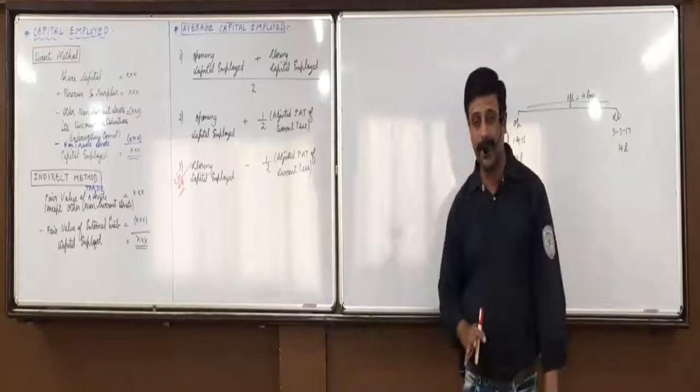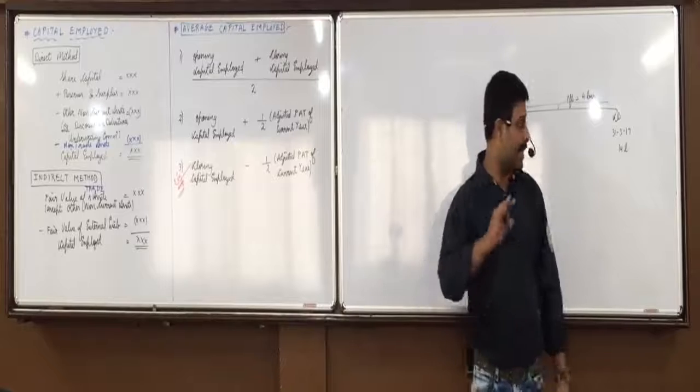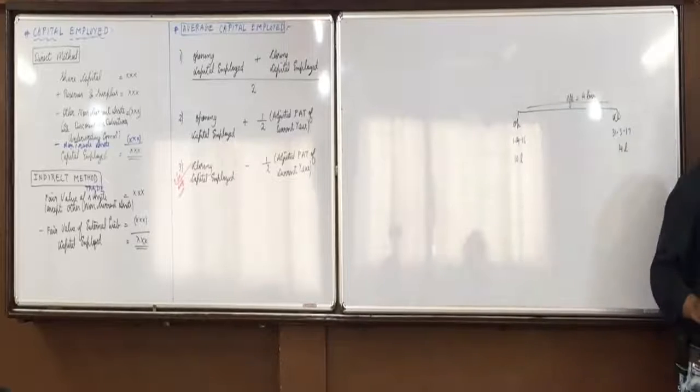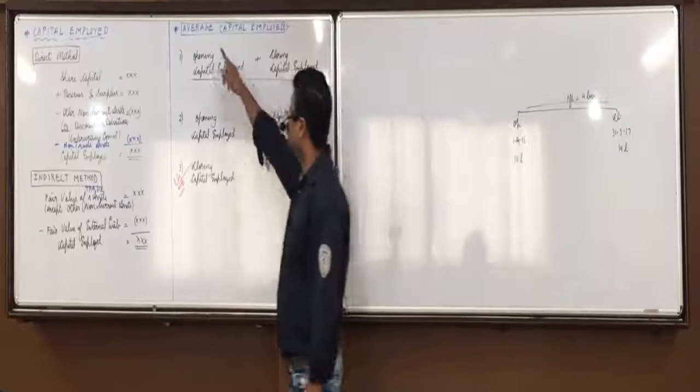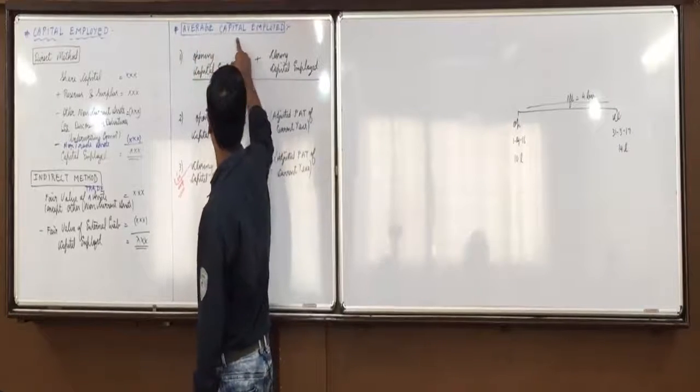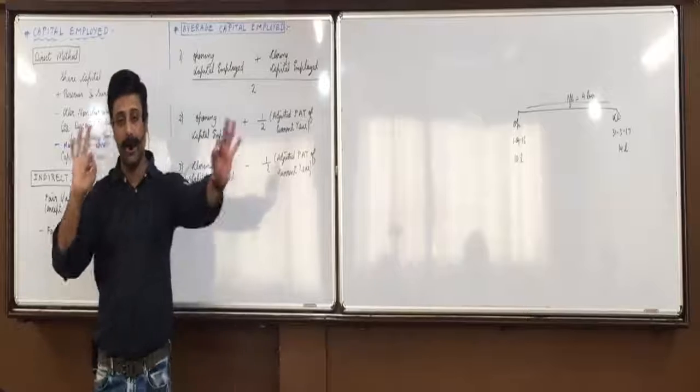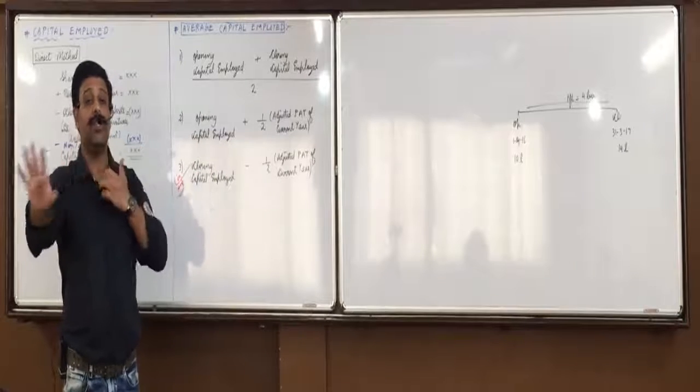Did you get enough to understand this? Okay. Now listen carefully. Normally whenever we find goodwill, we should always use average capital employed in finding the goodwill, if nothing is mentioned in the question.